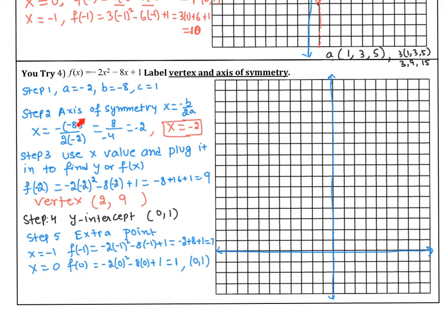Step number 2, you're going to find the axis of symmetry, which is x equals -b over 2a. So b is -8, so there is a negative sign already. 2 times a means 2 times -2. 8 divided by -4 is -2. So that's your axis of symmetry. It means it's the line that passes through -2, so it's going to be this line right here.